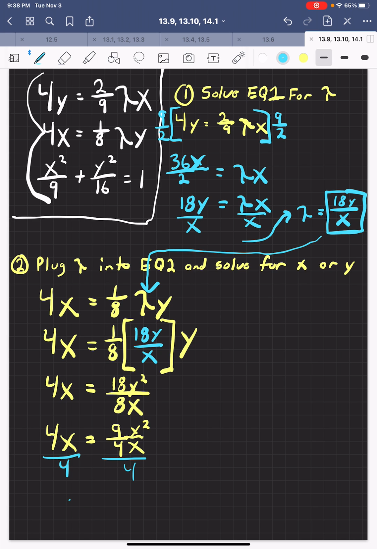So we end up with x is equal to, well, to divide by 4 is to multiply by 1/4, which ends up being 9/16 y squared over x. Well, I still haven't solved for x, right? I still have an x here. So what I'm going to end up doing is multiplying both sides by x, and then I will basically have solved for x squared at that point.